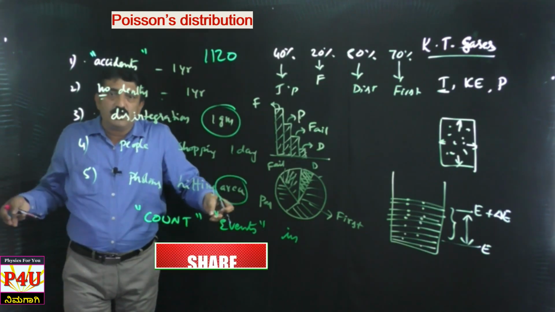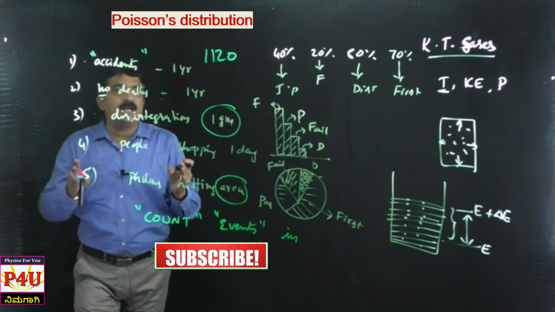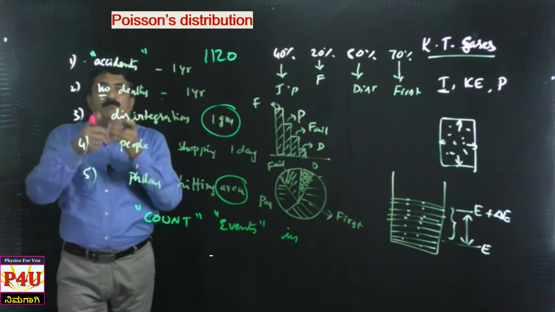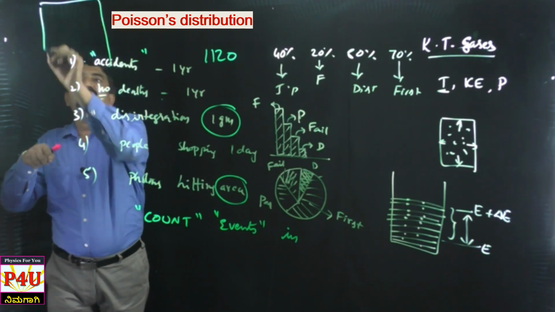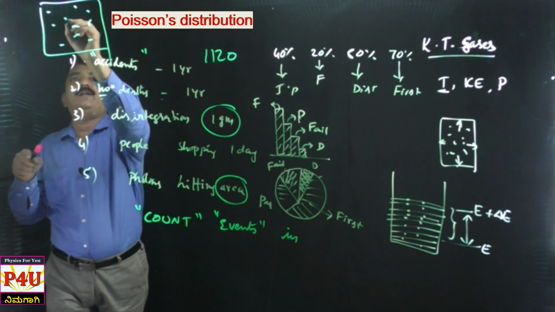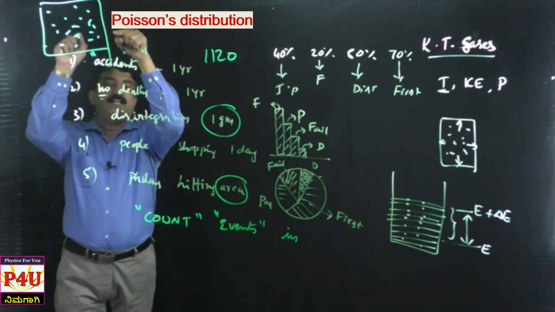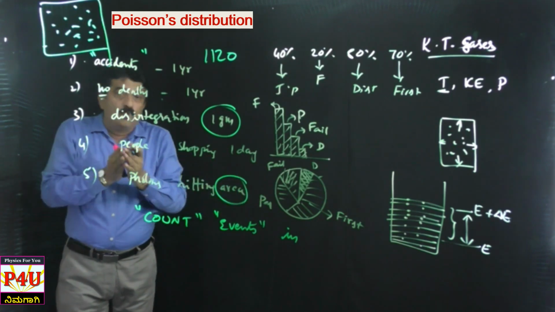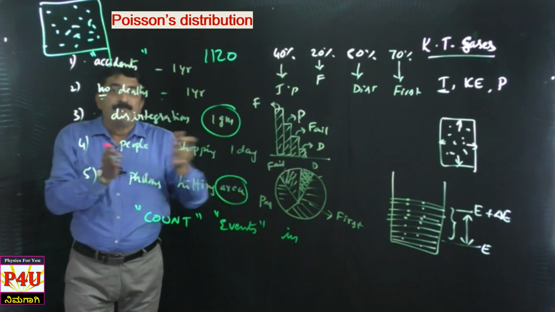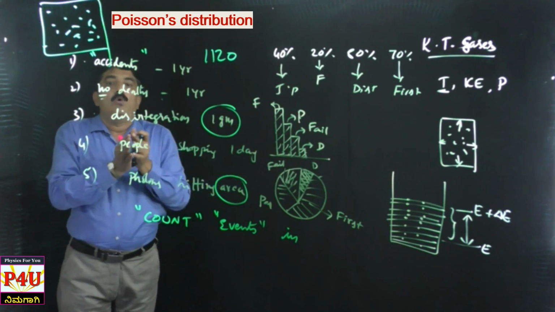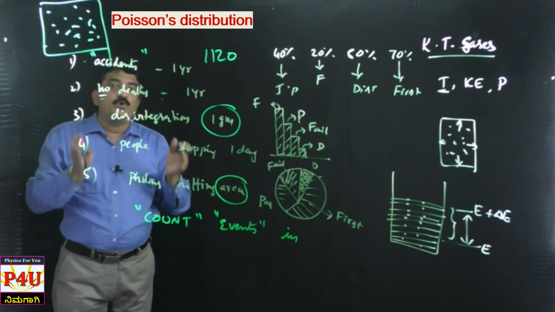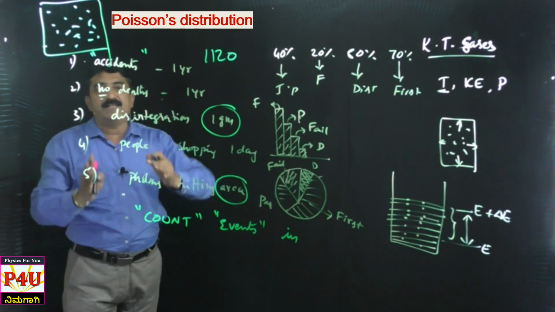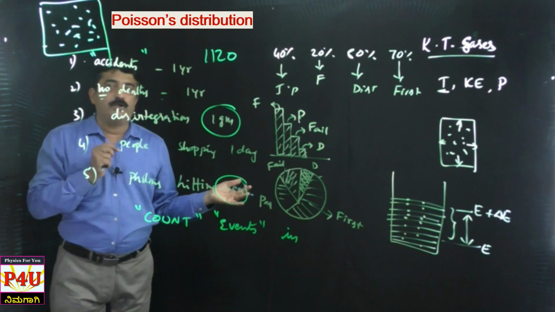That means events you are not necessarily counting per year, per minute, per day. It need not be like that. Now I said photons: how many photons are hitting this area. So that event is taking place over an interval of space, over an interval of volume, over an interval of time. So you are counting the event in a particular interval of space or time or volume.